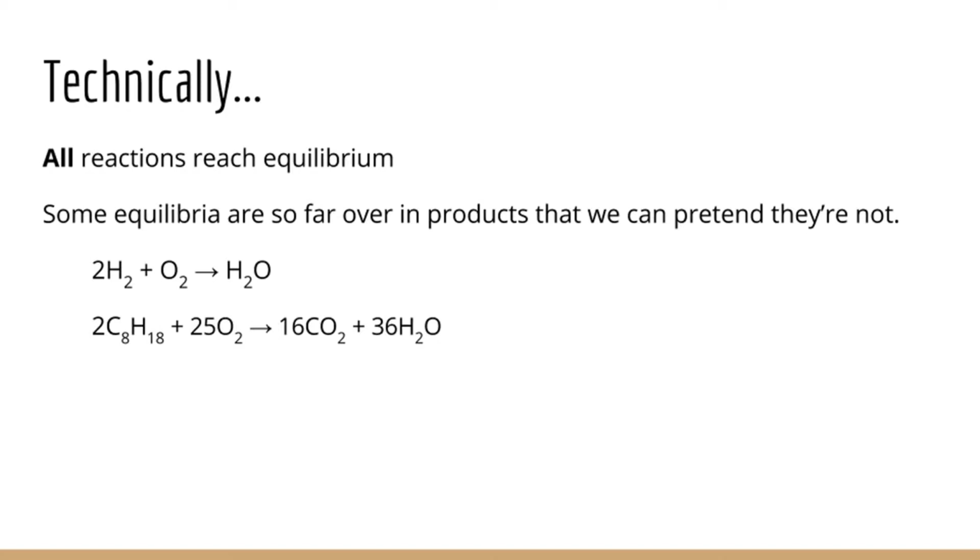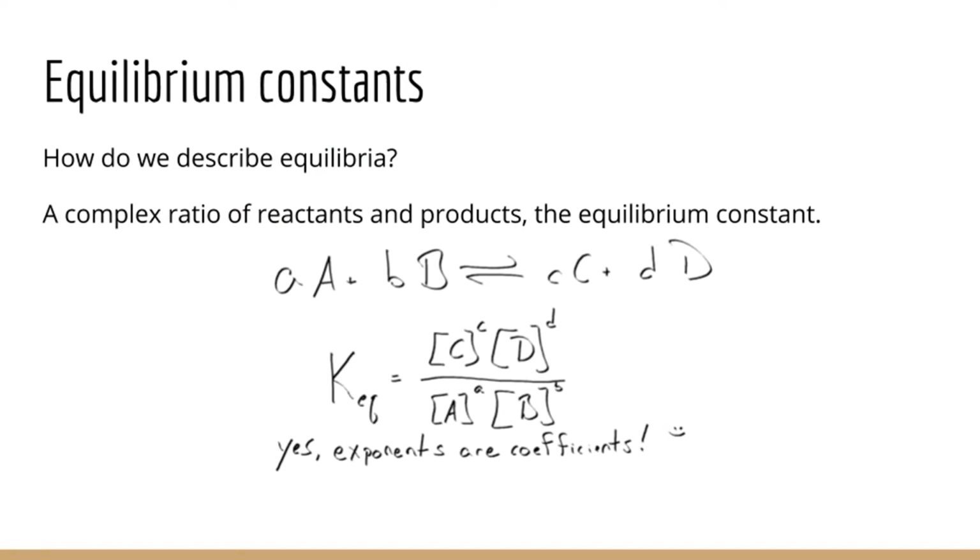All right, moving on. How do we characterize equilibria? How do we describe them? That's what we have the equilibrium constant for. It's a ratio of products to reactants.